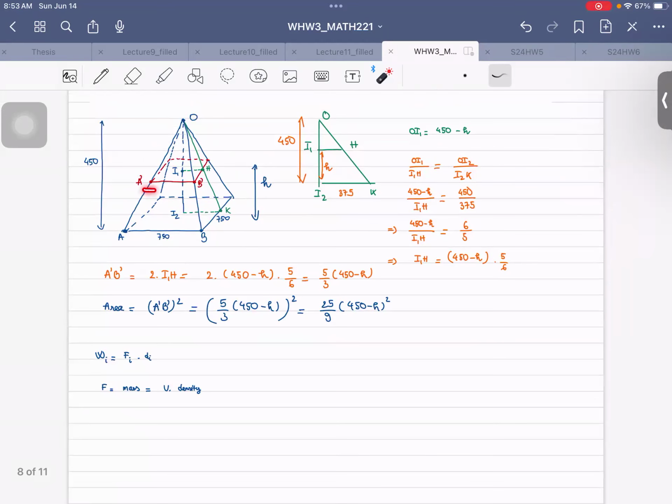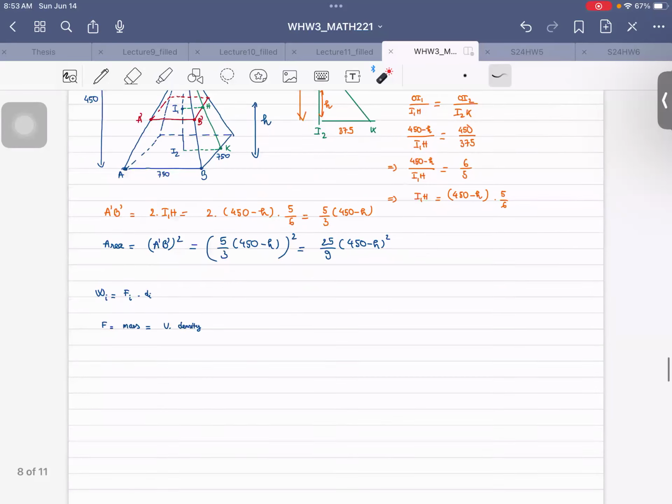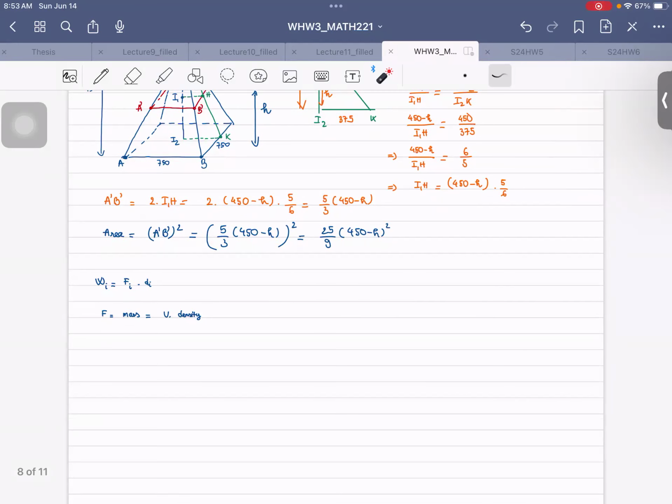Let me consider the layers of the rock at the x_i position, at a random height position h. We know that a layer of the rock is just a rectangular box. So to find the volume of this rectangular box, you just need to take the area of the base multiplied by the height. The height is just the thickness of your discretization, so this is delta x.